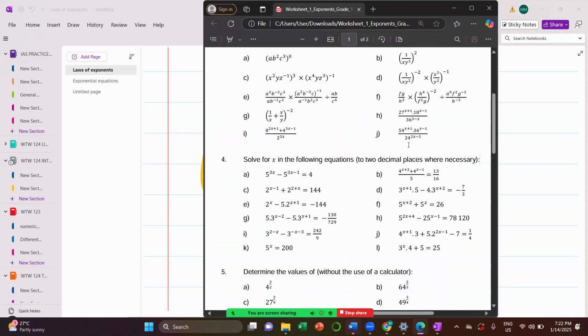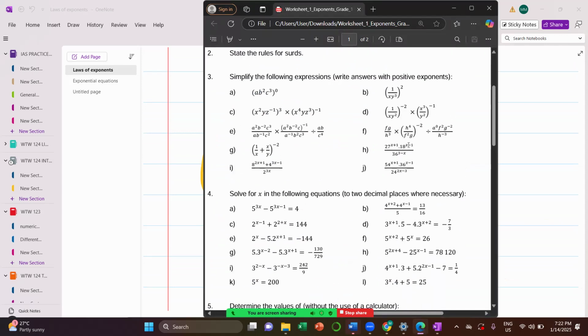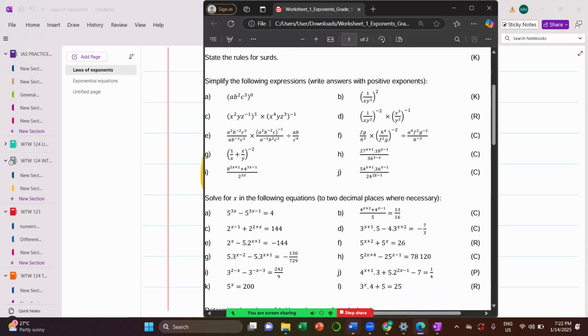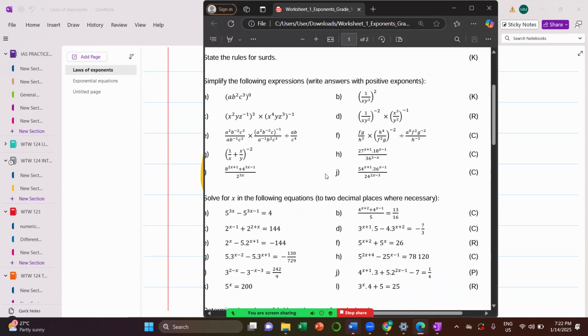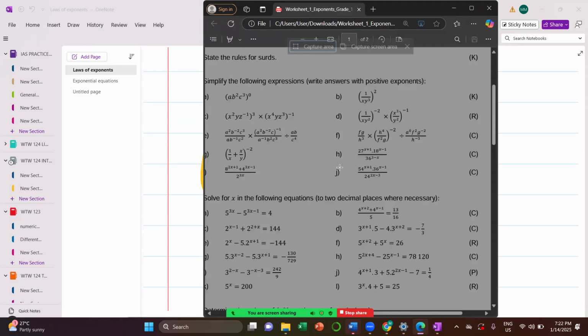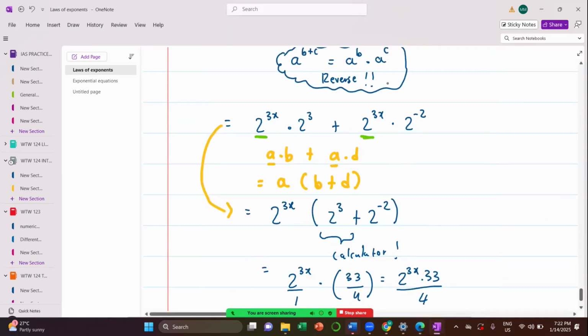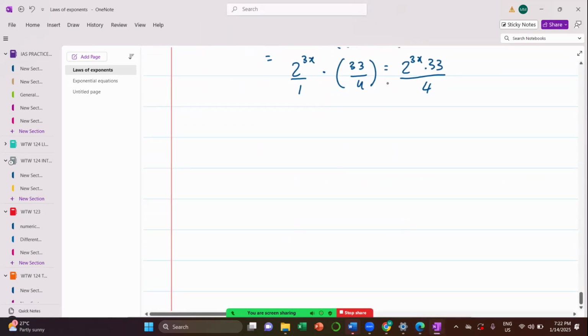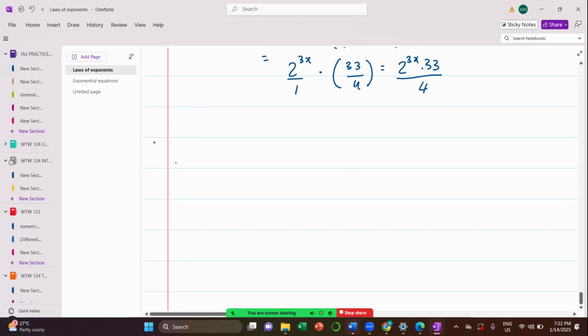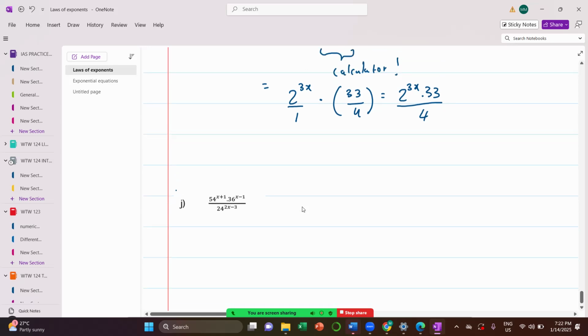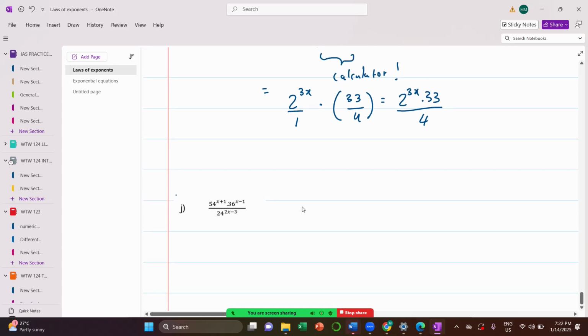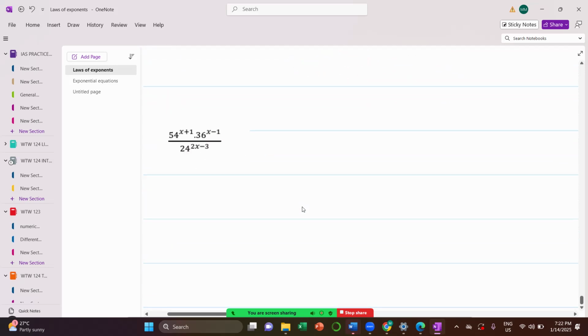So let me try to do another one with you guys. Let me try to do letter J. I think after letter J, you guys will be fully comfortable with simplifying. So let me just copy and paste this. Okay. So now let's do letter J.